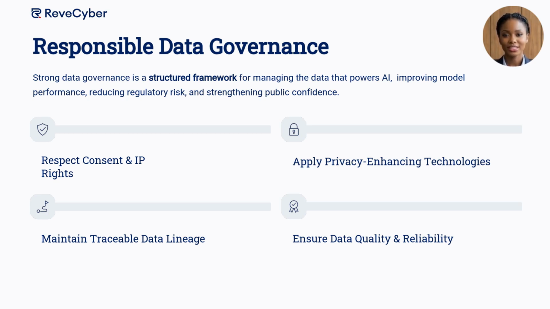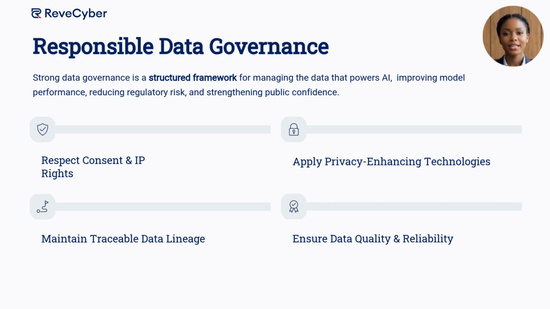It starts with making sure the data itself is high quality, accurate, complete, consistent, and relevant for the environment where the AI system will operate. It also involves maintaining clear data lineage, so organizations can trace where their datasets originated, how they moved through different systems, and what transformations were applied before the data was used to train a model. Then there's the responsibility of protecting privacy and sensitive information, which often requires organizations to apply techniques like privacy-enhancing technologies to reduce risks while still allowing data to be used for analysis and model development.